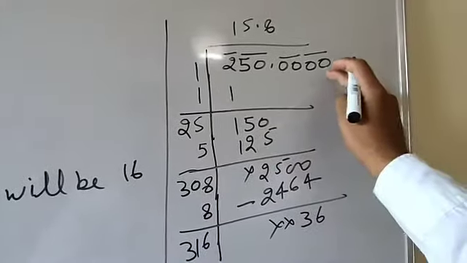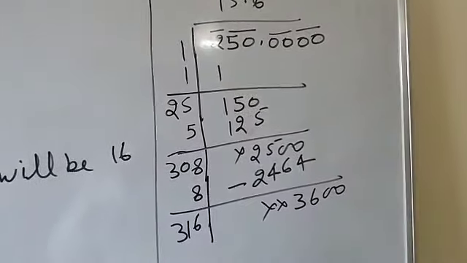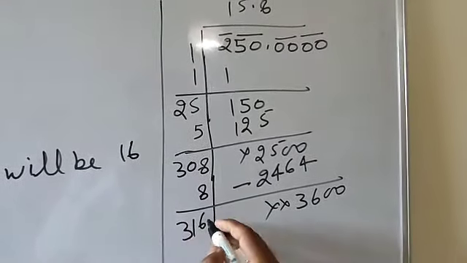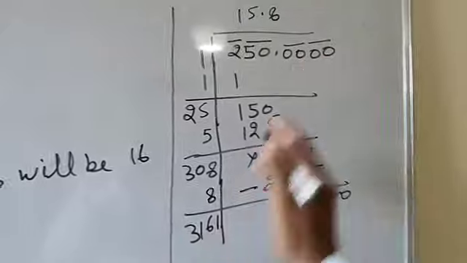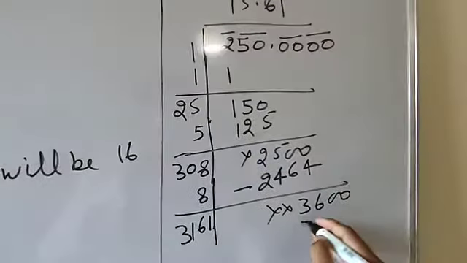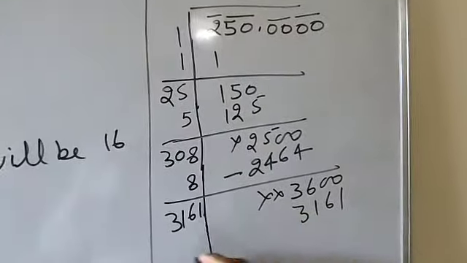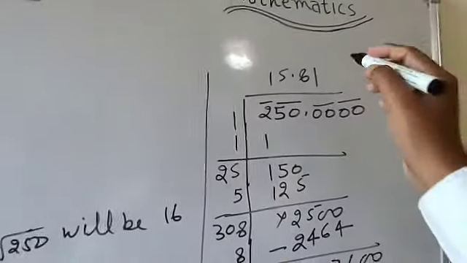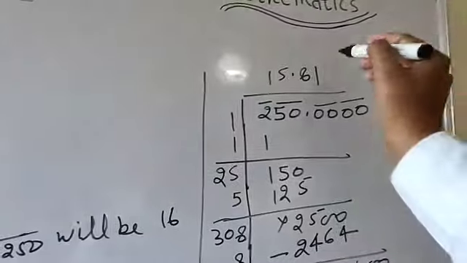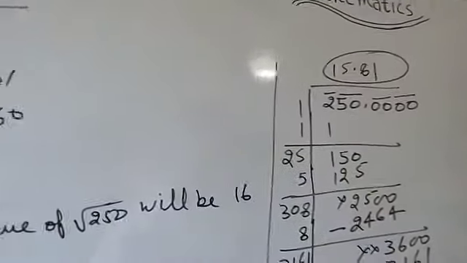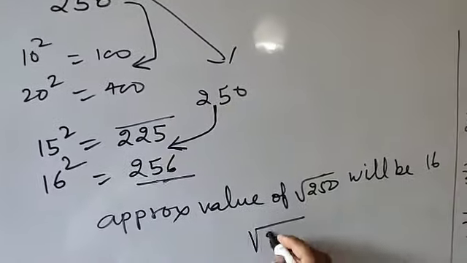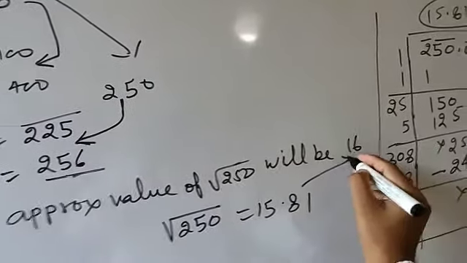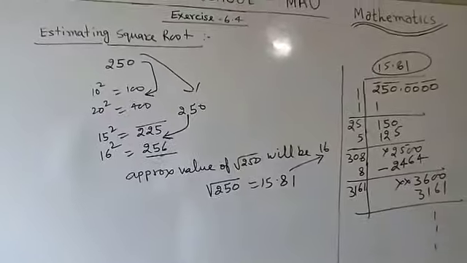Now there is no number, so you will put 2 0. Then how many times? If you put 1, at 2 it will be greater, so it will be 1 time. So here it is 3 1 6 1. That process will continue, but you need to find the square root up to 2 places of decimal, so it is 15.81. So the exact value of the square root of 250 is 15.81 and it is approximately equal to 16.